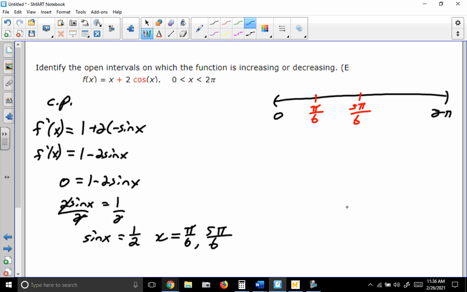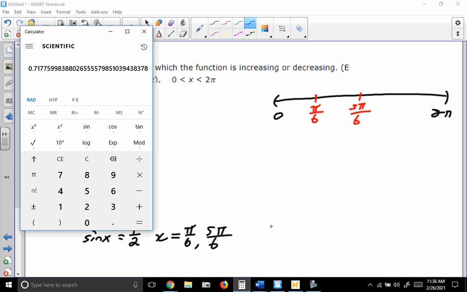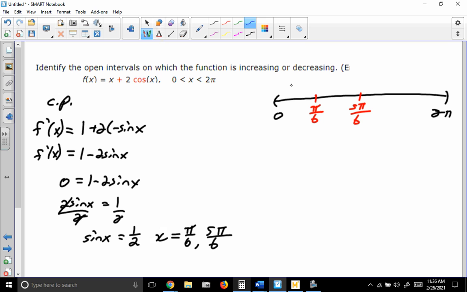If you're good with radians, if you're good with pi's and stuff, you might say, okay, somewhere in between here we could do like pi over 12 or pi over 8, something like that. If you're not as good with pi's and fractions, you could say, well, pi divided by 6 is about 0.52. So anything between 0 and 0.52 I could use as a test point. So 0.3 could be a test point.